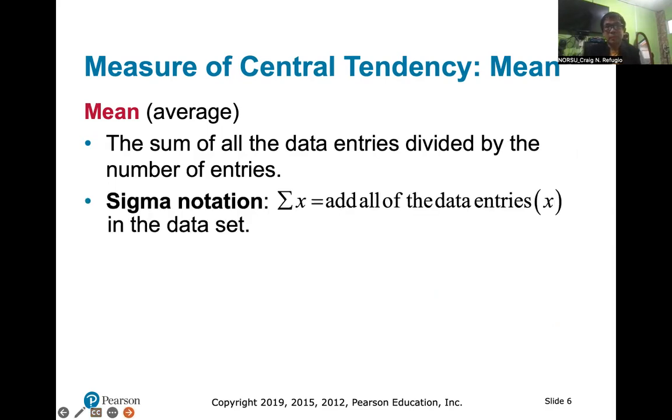We have sigma notation. We have summation of x. So we read that as summation of x. Add all of the data entries. Add all the x's in the data set.